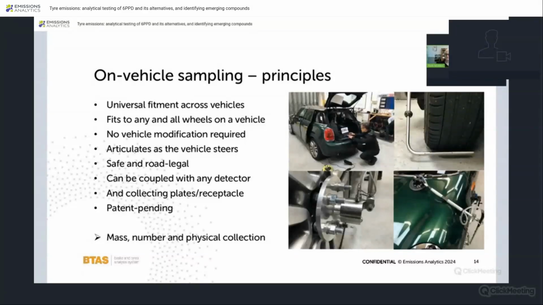And this collection mechanism can then be attached to any detector. So in principle, mass, number, and size distribution can be analysed, but also physically collecting the material. There is, of course, the limitation that you will pick up some non-tyre material as well, which we typically will separate after the test using chemical fingerprinting.